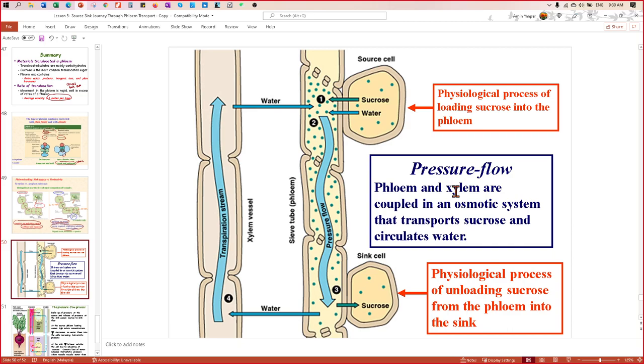For a review, what happens for the pressure flow? Remember, put this into steps. Okay, one, what happened? Two, what happened? Three, what happened? Four, what happened? Okay. So, obviously, 1 and 2 refer to the phloem loading. Number 3 refers to the phloem unloading. Number 4 refers to the water recirculation.